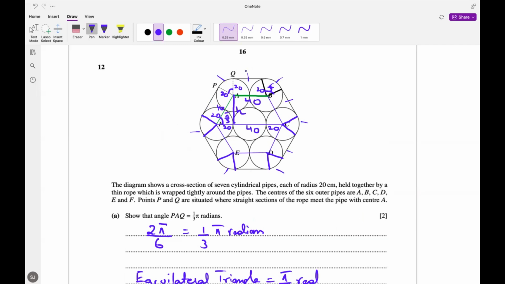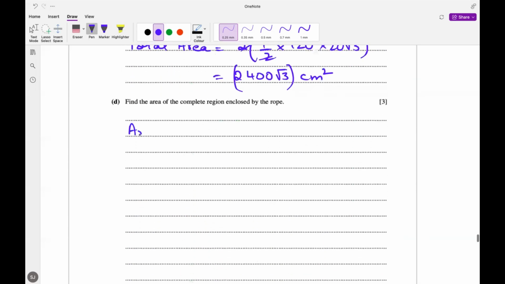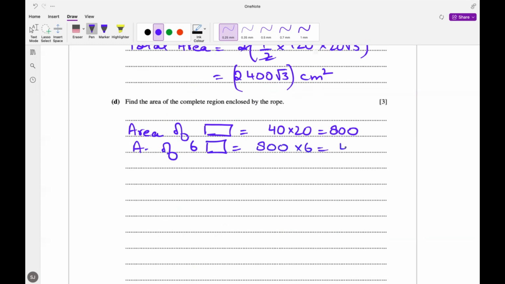Now each of the rectangles has this length as 40, and this length is the radius, which is 20. So first finding the area of one rectangle, that will be 40 multiplied by 20, which is equal to 800. And then the area of 6 rectangles will be equal to 800 multiplied by 6. So that will be 4800 centimeters squared.